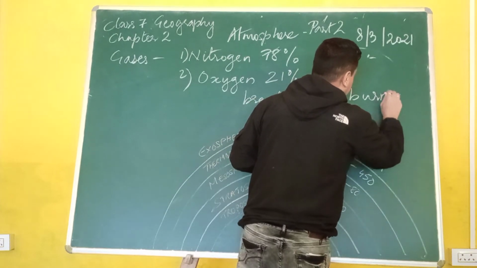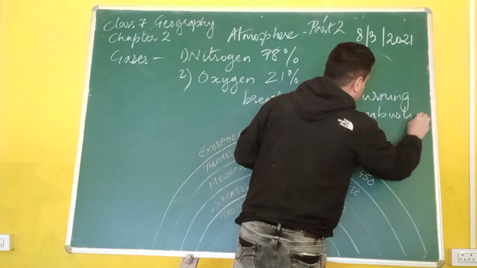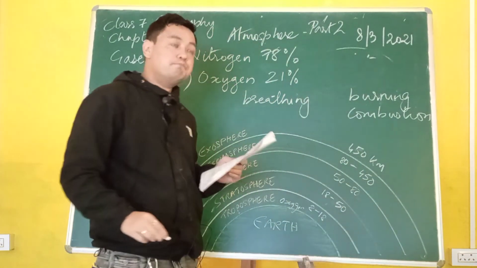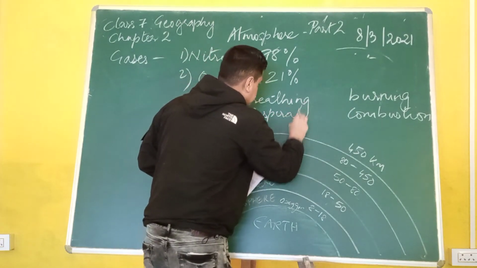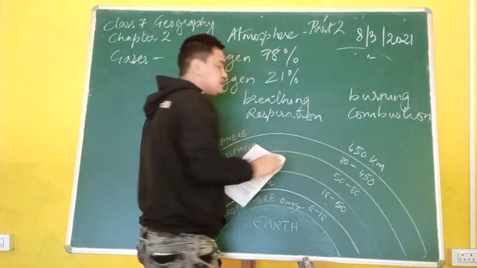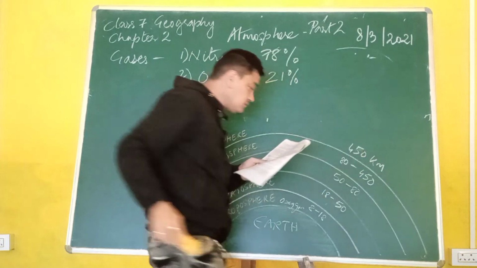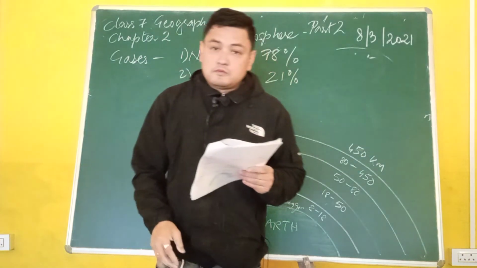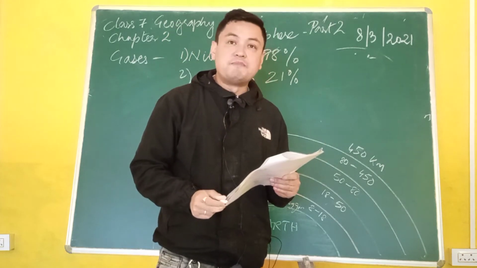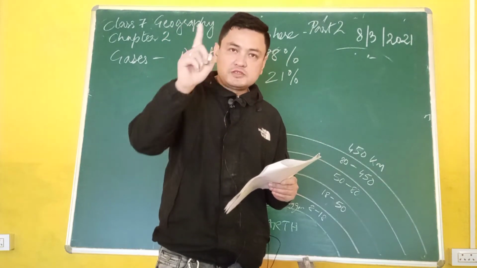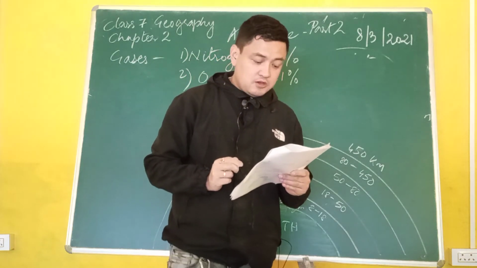Burning means combustion. So oxygen helps in respiration as well as in combustion. Now, oxygen, when it is combined with hydrogen, makes water. Remember that. Oxygen when combined with hydrogen makes water.